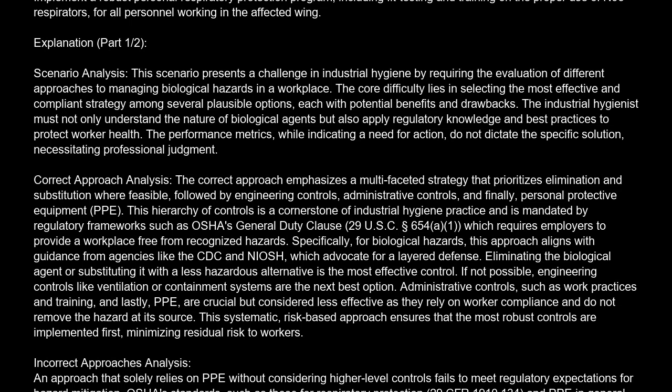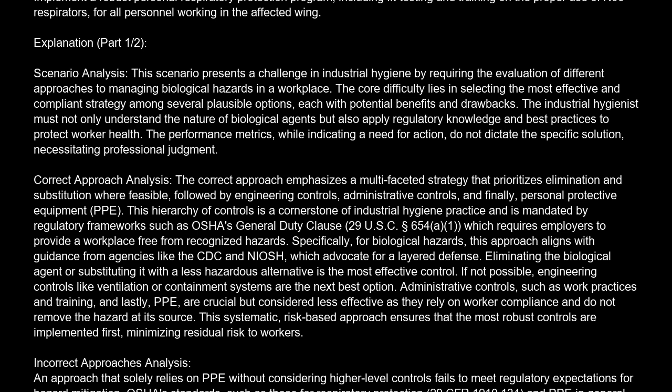Correct answer is A. Implement a robust personal respiratory protection program, including fit testing and training on the proper use of N95 respirators for all personnel working in the affected wing. Explanation. Scenario analysis. This scenario presents a challenge in industrial hygiene by requiring the evaluation of different approaches to managing biological hazards in a workplace.